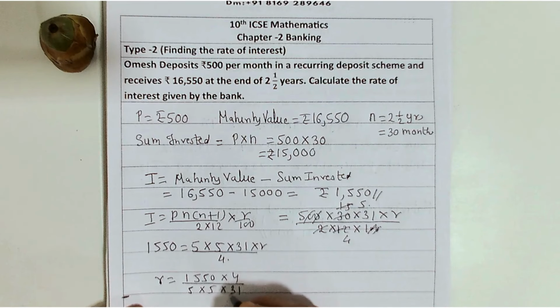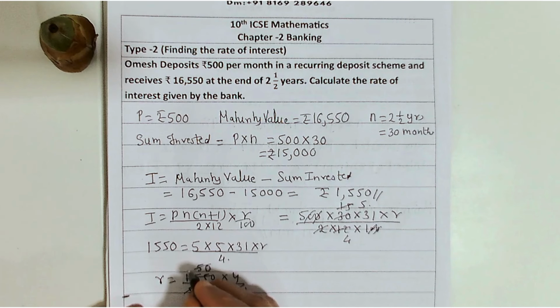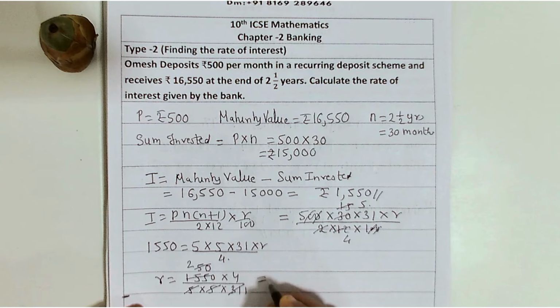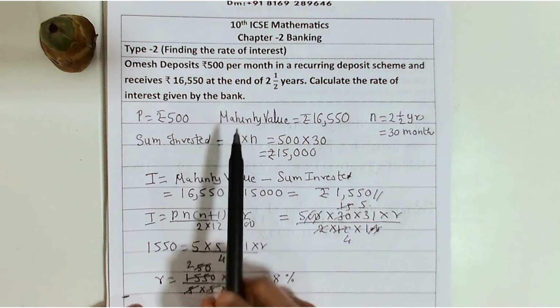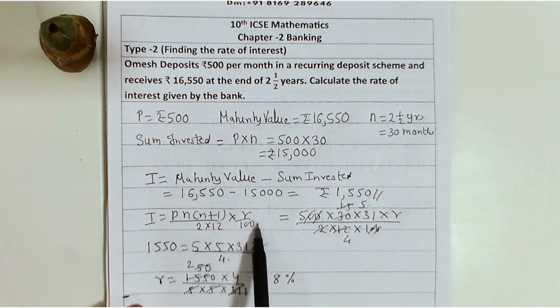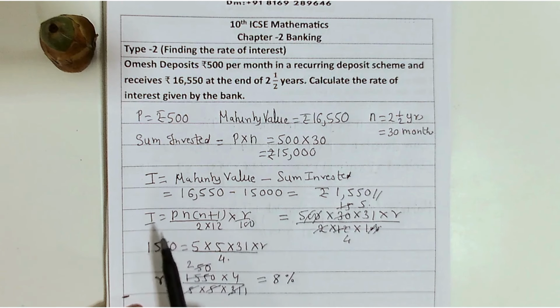When you calculate this, 1s are 50s are. This comes to 8%. This is a very common sum which is asked. So here we can calculate the rate of interest, but instead of using this formula, we can first find the interest and then using the interest formula we can find the rate.